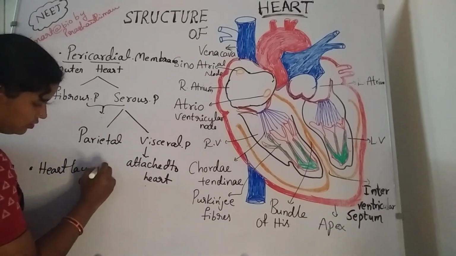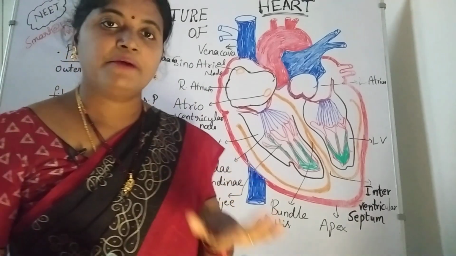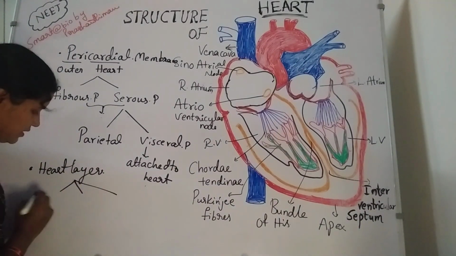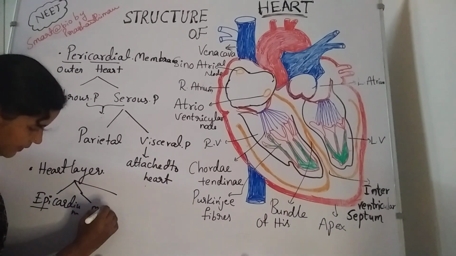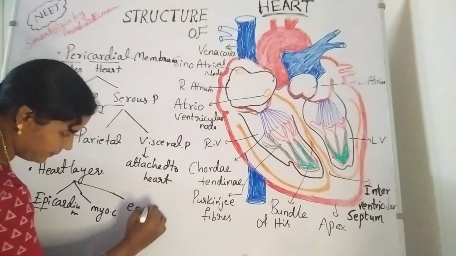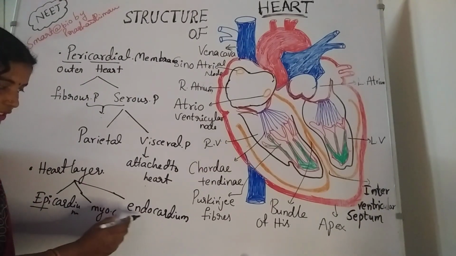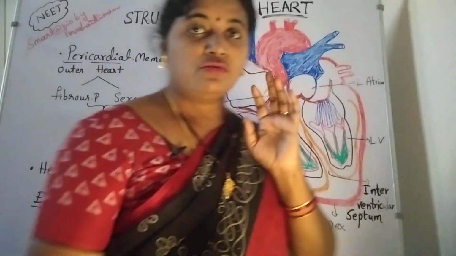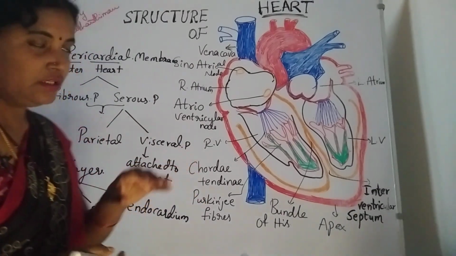Next we will see the heart layers. These pericardial membranes are just covering the heart, but the actual heart wall is made up of three layers. Write down three layers: outer epicardium, epi means outer, then middle myocardium and inner endocardium. Very easy to remember: epicardium, myocardium and endocardium. These are made up of cardiac muscles; the myocardium is made up of cardiac muscle. That is about the membranes of the heart, the external view.